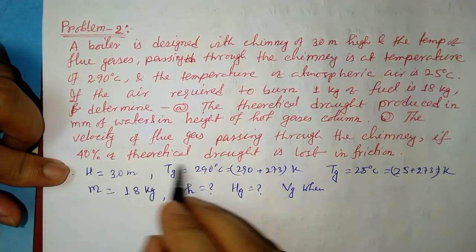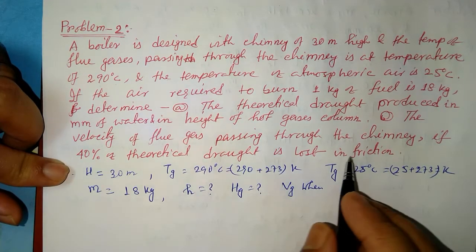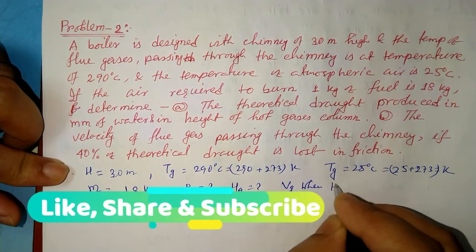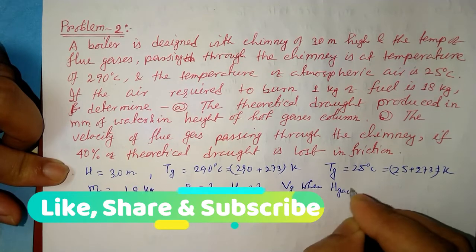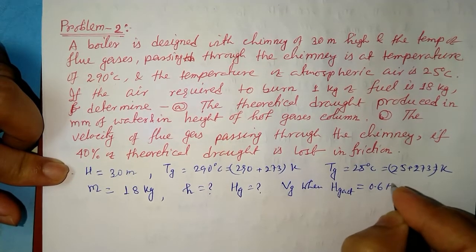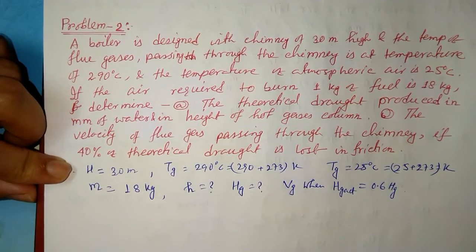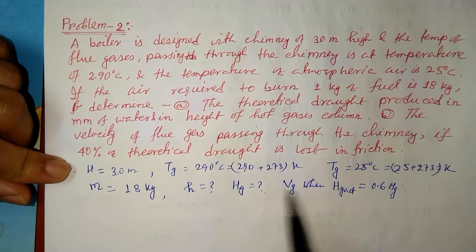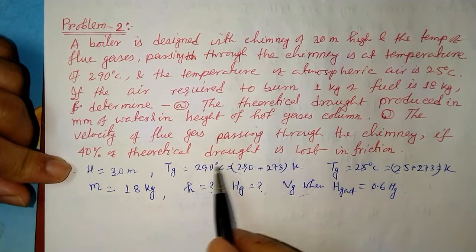when 40% of the theoretical draught is lost in friction, means when our Hg actual is equal to 0.6 of Hg theoretical. So by this we have to find this one and this one. Okay, and this is the information given.